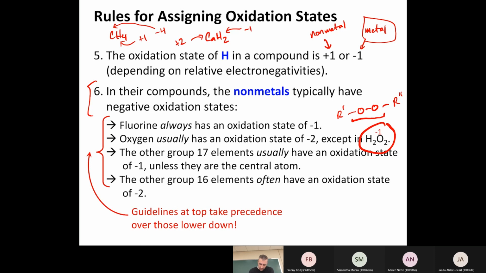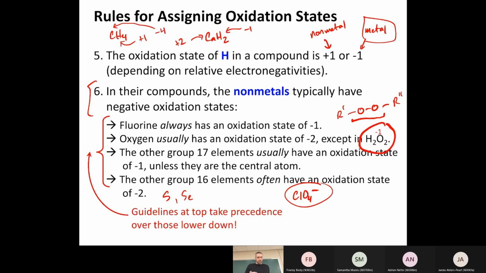So if you have something like ClO4 minus, like in the perchlorate anion, then it's not going to be -1 in that case because it's a central atom. The other group 16 elements often have an oxidation state of -2. The rules are starting to get a little fuzzy at this point. So this means things like sulfur or selenium, they're often -2, but they're also often not -2.